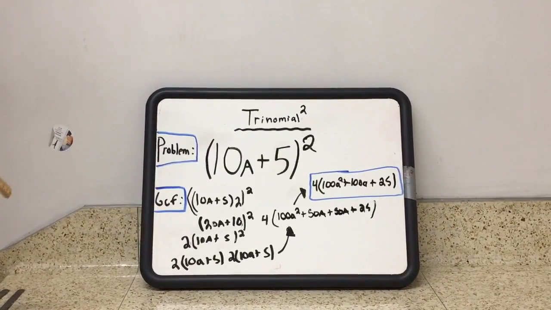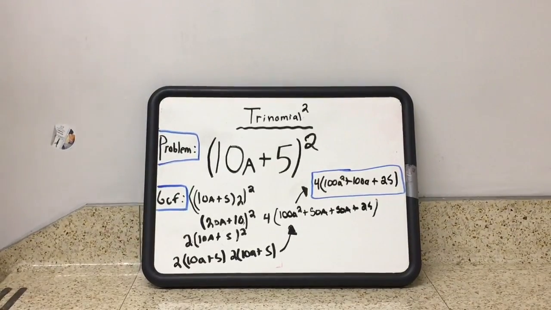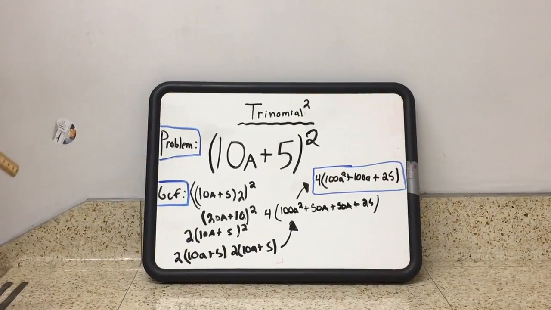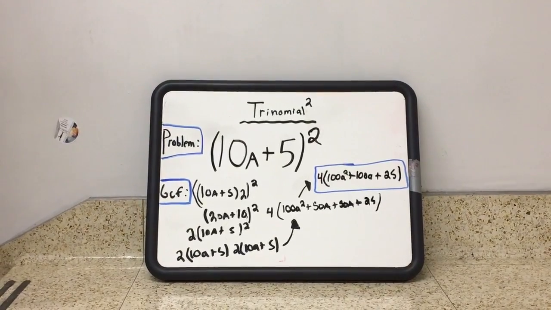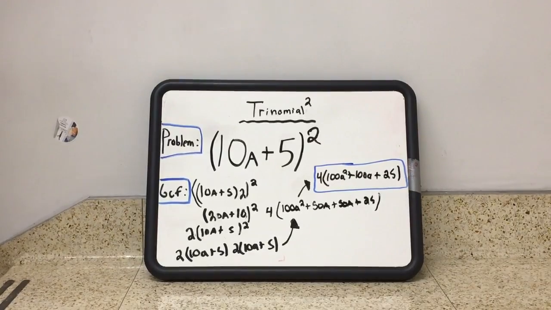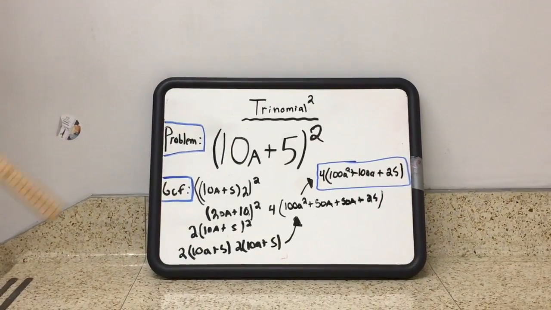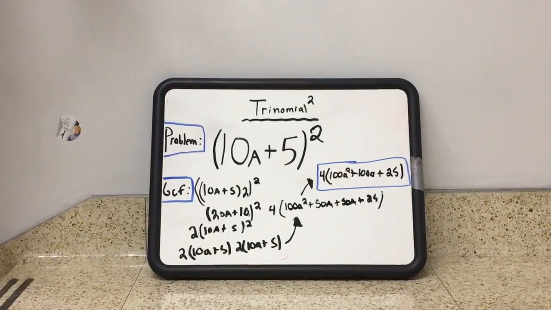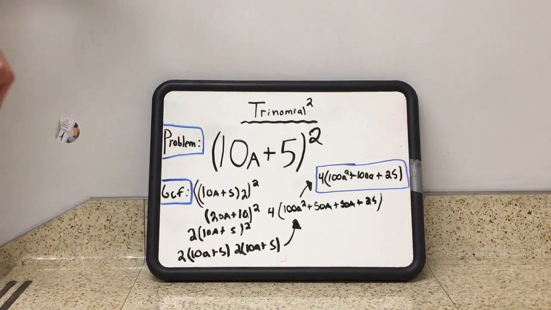So you get (10a plus 5) times (10a plus 5). That comes out to 100a squared plus 50a plus 50a plus 25. And so if you simplify that even more, you get 100a squared plus 100a plus 25, and that's the answer.